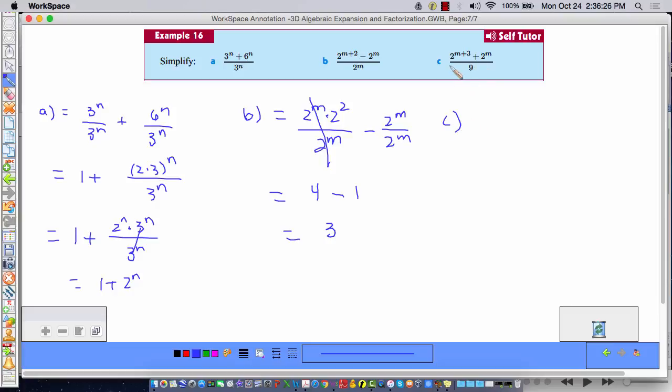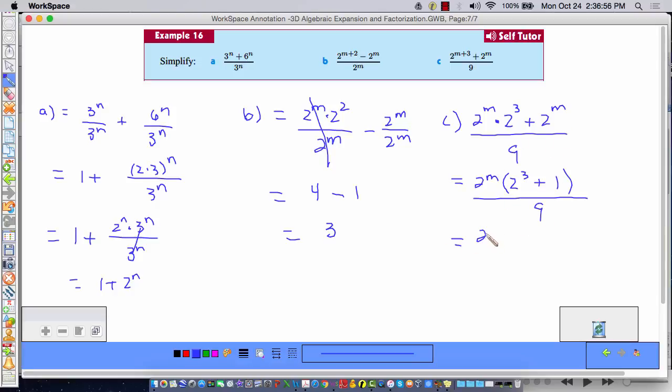And finally, I'm going to rewrite this as 2 to the m times 2 cubed plus 2 to the m over 9. And then I will have 2 to the m in common here. And I have 2 to the m times 2 cubed plus 1, because they have 2 to the m in common, over 9. Look what's going to happen. 2 to the m times 2 cubed plus 1 is 8 plus 1 is 9, over 9. Kapow, the 9's cancel, and I'm left with 2 to the m.